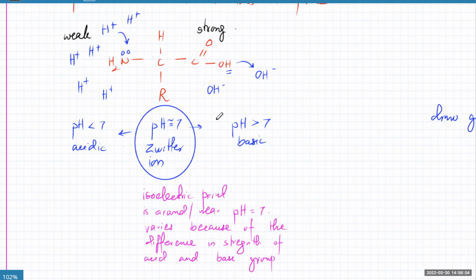So if the solution has a pH that is greater than the isoelectric point, you're going to consider the solution to be basic. From the point of view of the amino acid, any pH that is lower than the isoelectric point for the amino acid would be acidic. Is the idea clear?